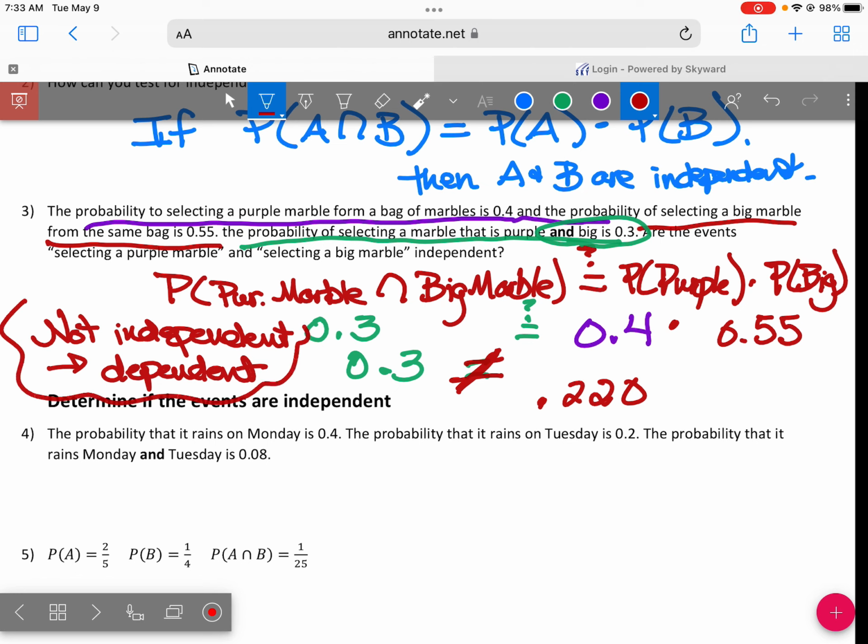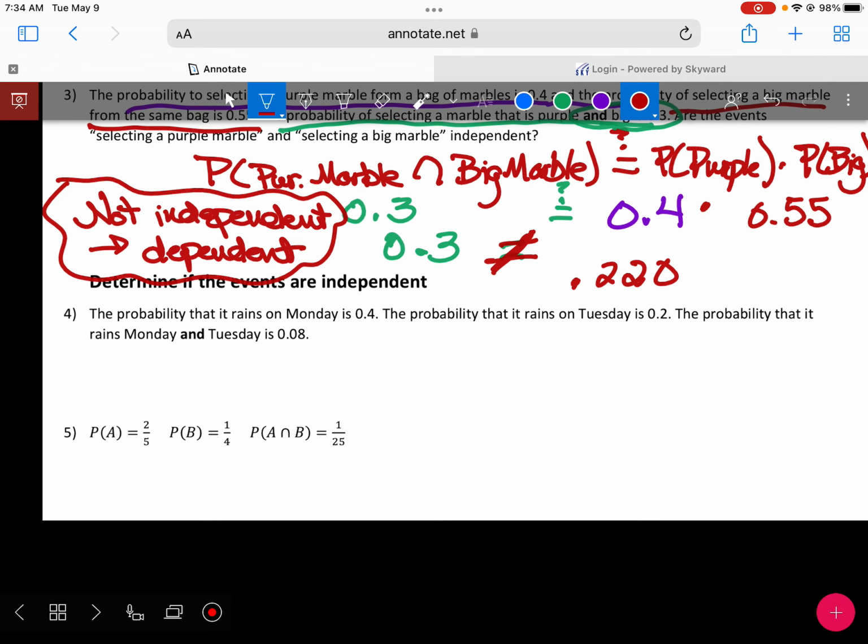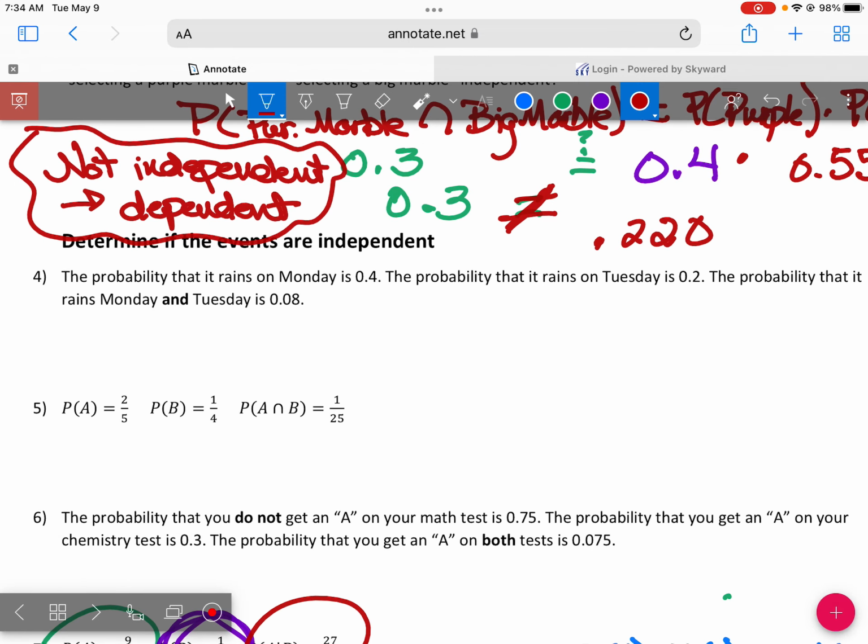Okay? Any questions on that? The probability of A and B should be equal to the probability of A times the probability of B. If they are, they're independent events. If not, they're dependent.